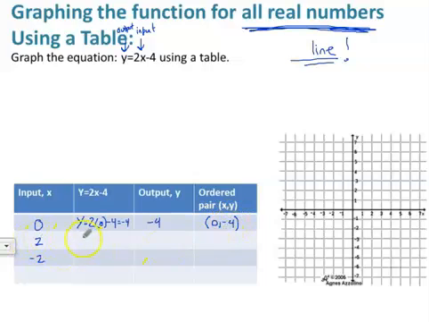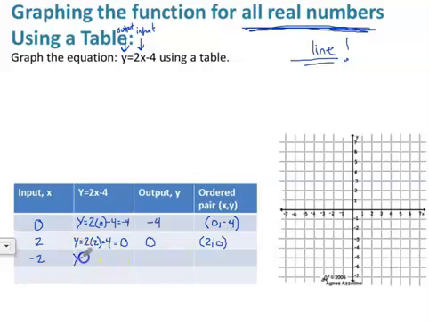What about when we plug in 2 into this equation? So y equals 2 times x. I'm going to plug in 2 for my x, minus 4. So 2 times 2 I know is 4. 4 minus 4 is 0. So the output would be 0. So when I plug in a 2, I get 0.